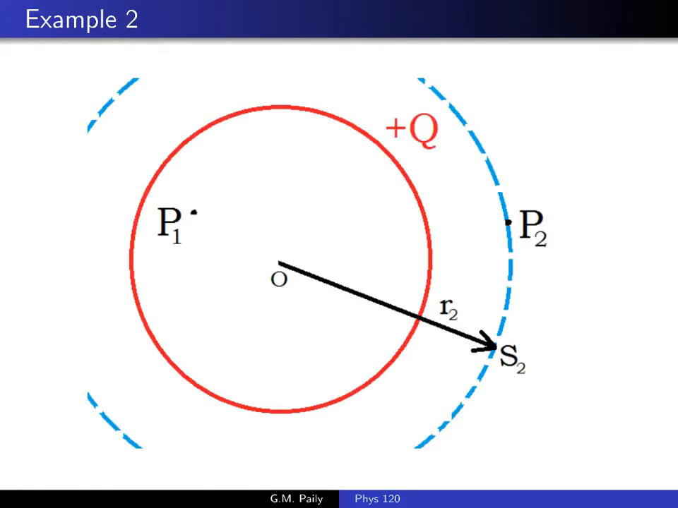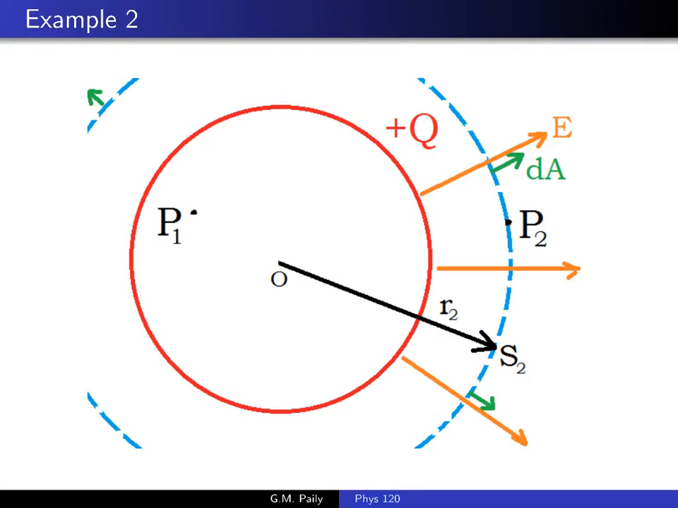Let us now find the field at point P2, which is outside. Once again, since the symmetry is spherical, we surround our charged shell by a spherical Gaussian surface. Since we want to find the field at the point P2, our sphere passes through the point P2. We call this Gaussian surface S2. It has a radius R2.